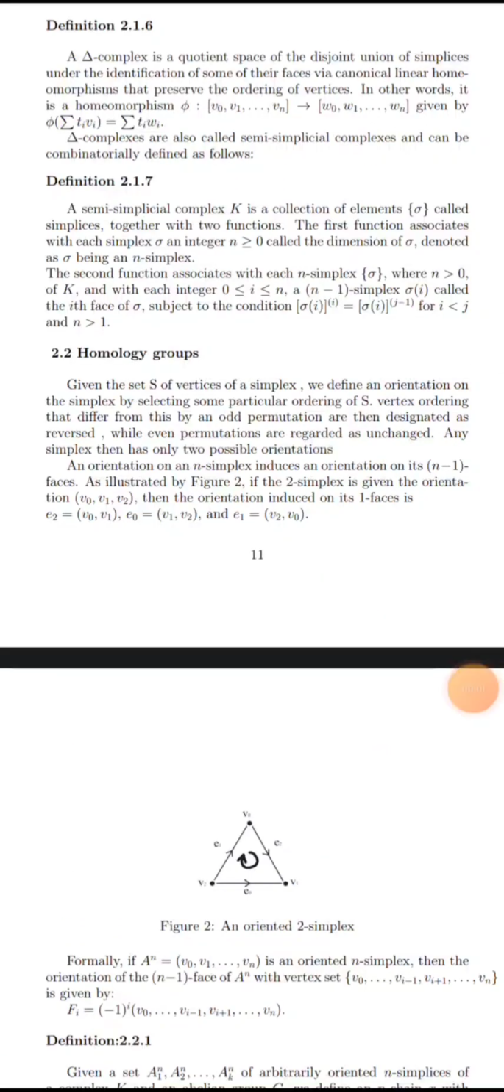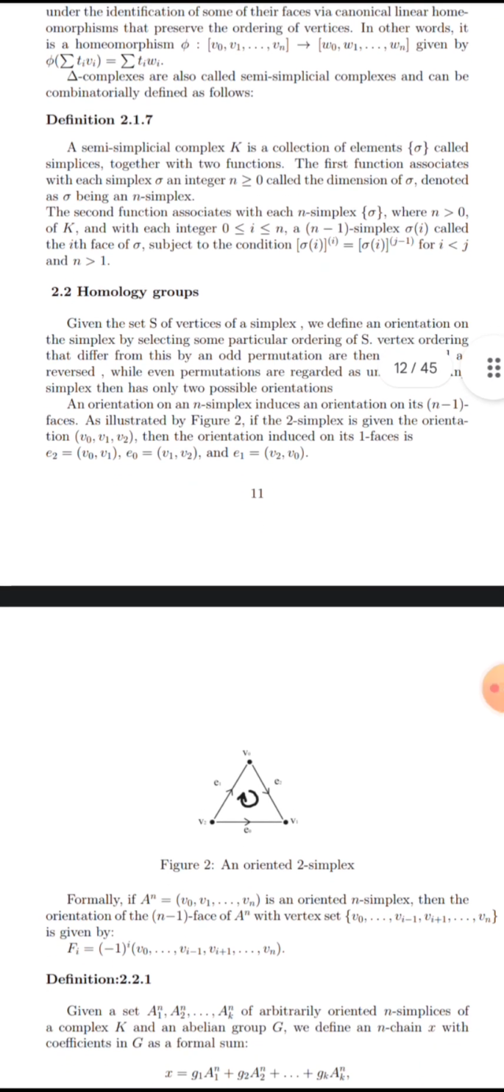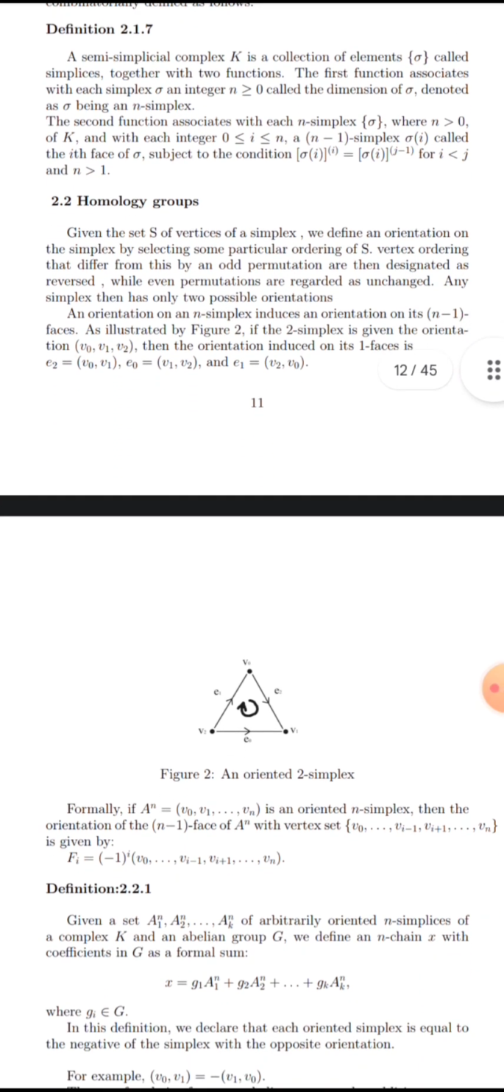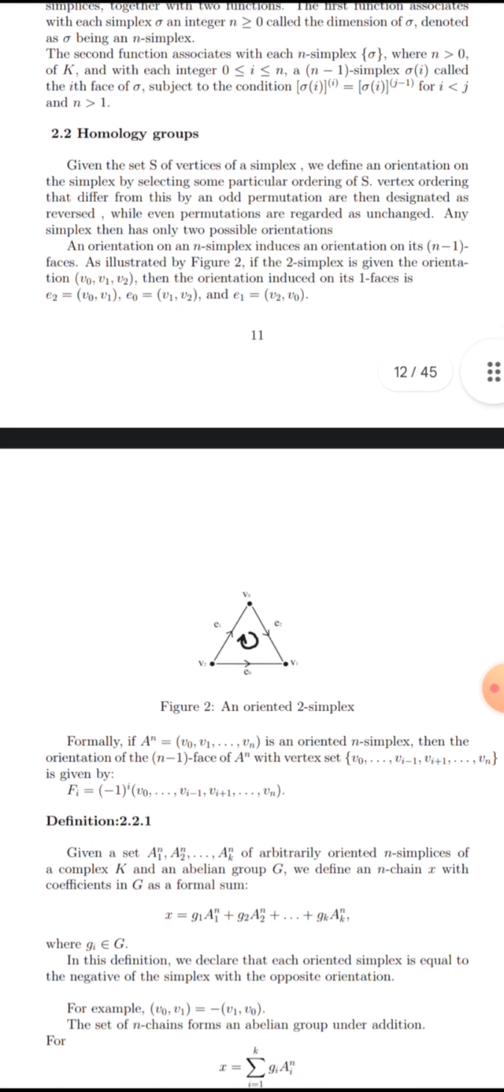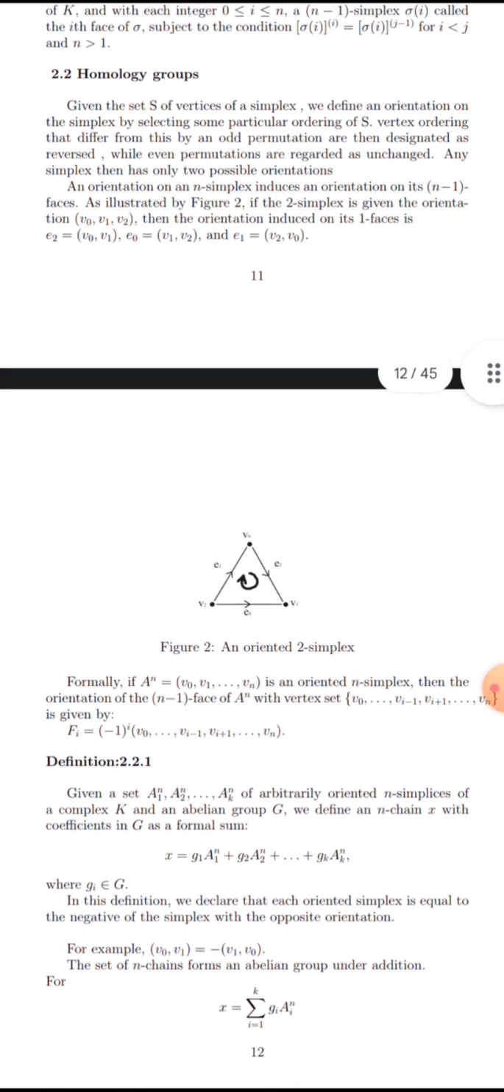We are going to see about the homological group. An orientation of an n simplex indicates its n-1 faces. There is an example of a 2 simplex given with an orientation which indicates a face, one face.